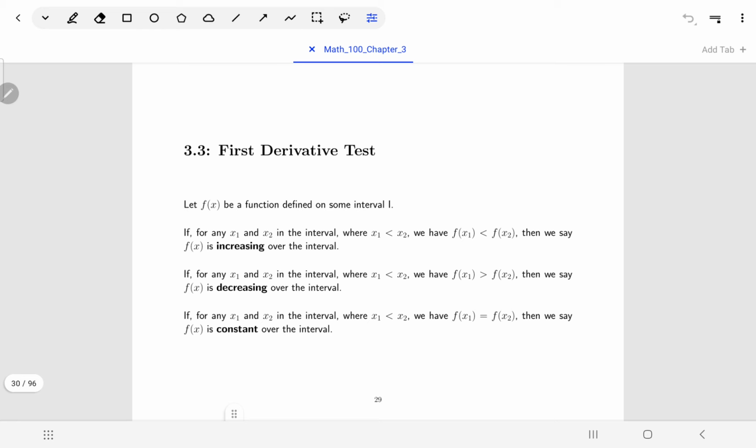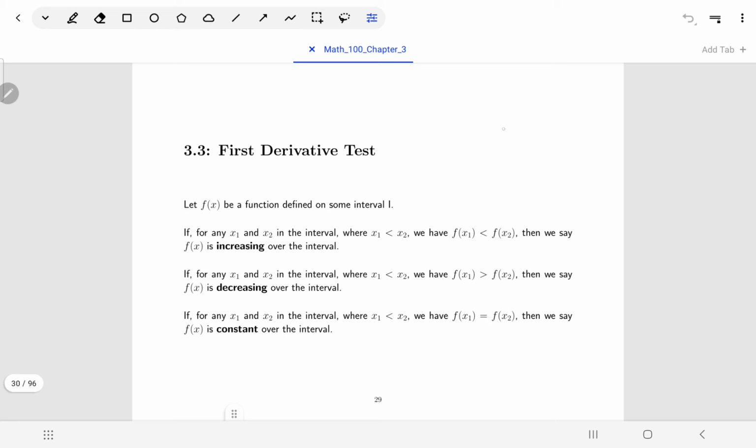We're heading downward. And of course, if the y values are always the same as we read our graph from left to right, then we would have a constant function over that interval. So looking at these, it's pretty easy to just by sight pick out where we're increasing, where we're decreasing, and where we're constant.